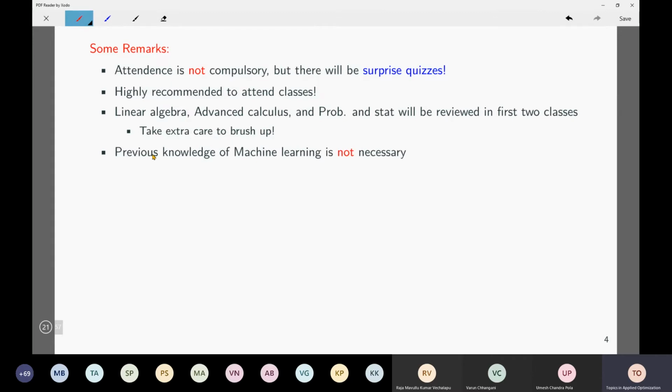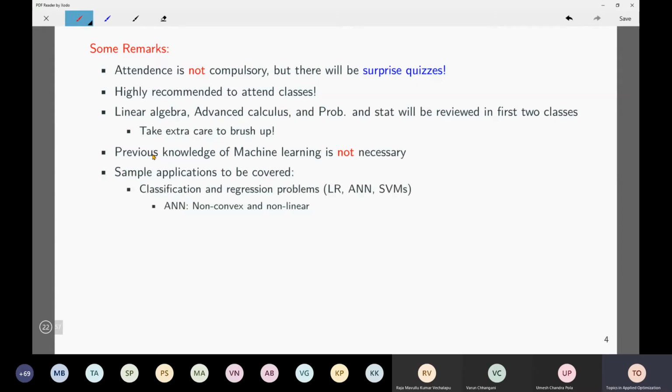Previous knowledge of machine learning is not necessary because our focus is on the optimization part. So we will choose some basic machine learning models as a template. And the questions will always be on the optimization, not on the machine learning part. Some of the applications we plan to cover will be, as I said, the regression problems, classification problems.